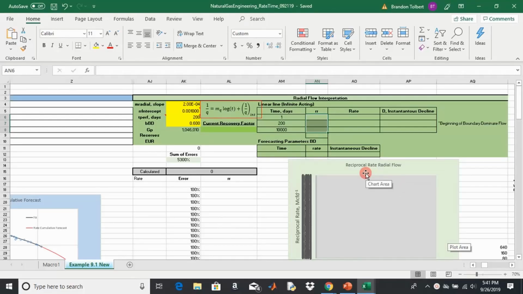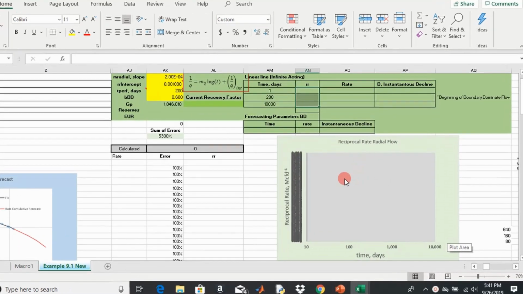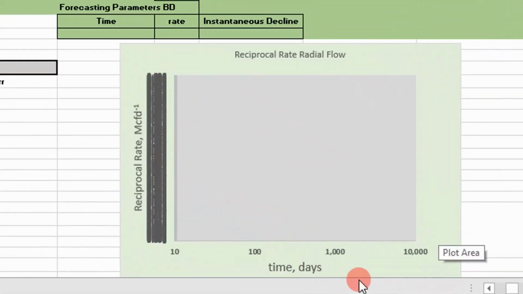We're going to do a reciprocal rate radial flow interpretation of the same production data we've used previously. Download it from the site, work through this with me, and you'll get a good feel of how to do this. So the first step we want to do is create our reciprocal rate versus log of time plot. And so what we're going to do is overlay our data on this plot.